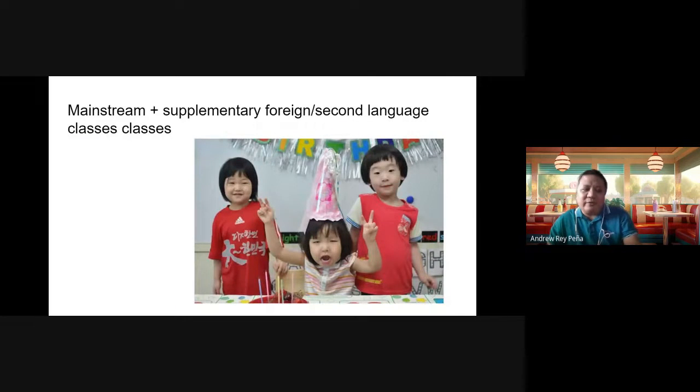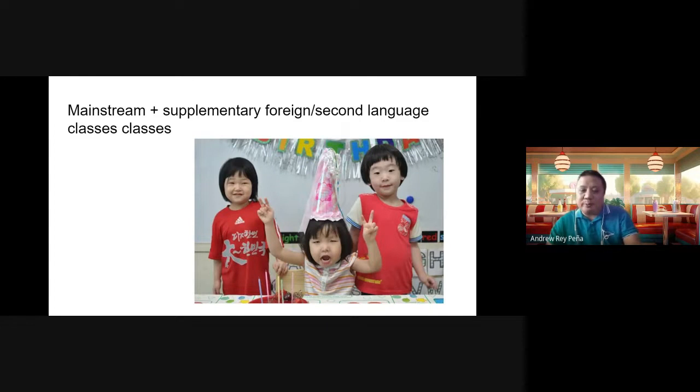Okay, and then we have mainstream plus supplementary foreign or second language classes. This is similar to mainstream plus withdrawal for foreign or second language classes, but in this case, the parents, not the school, nor the educational system, takes the initiative for developing learners' proficiency in another language. They pay for classes during weekends for their children to acquire a target language.